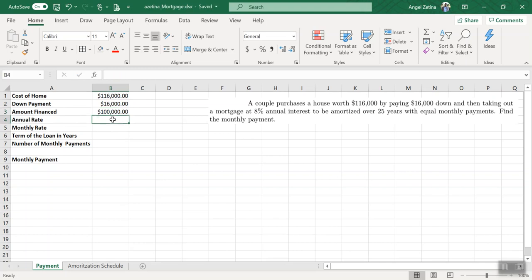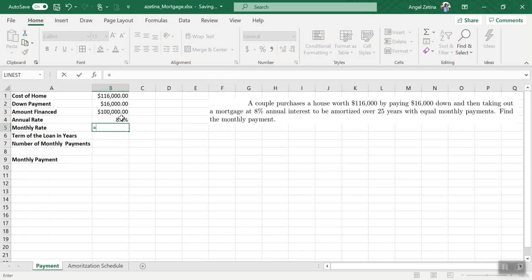The annual rate is 8%, so we're going to enter it as 0.08. Then let's format it as a percentage. You can add one more decimal place if you want. The monthly rate will be the annual rate per conversion period. In other words, we're going to take the nominal rate of 8% and divide it by 12. Let's format this as a percentage and increase the decimal places until we get 2 BP. So monthly, you'll be charged 0.67%.